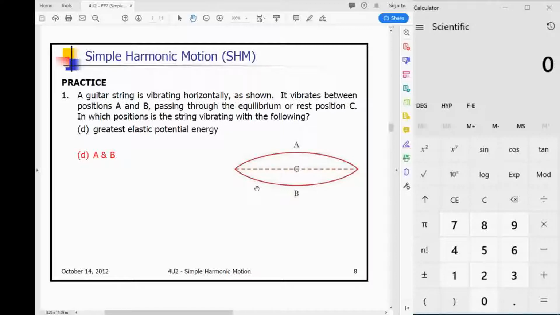So at C our energy is completely kinetic. At A and B our energy is completely potential, elastic potential. That energy transfers its mechanical energy, so at any point between A and C or C and B, the sum of the elastic potential and the kinetic energies are the same. But at A and B, the kinetic energy is 0, and at C, the potential energy is 0.